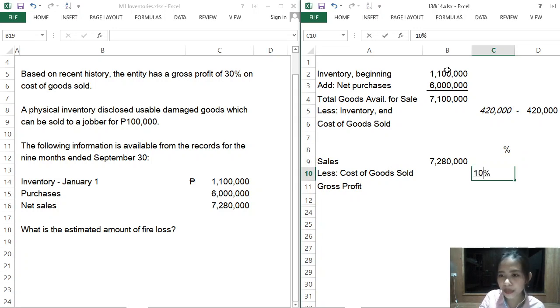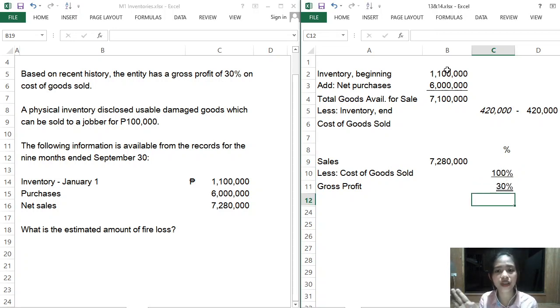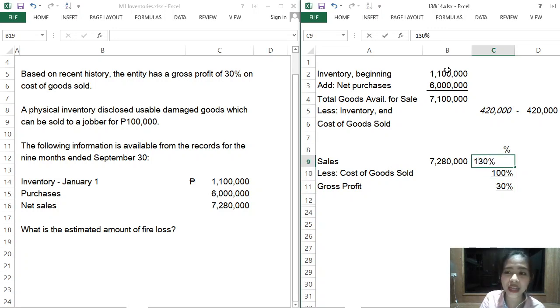So, kung 100% ang cost of goods sold and our gross profit is 30% of that, question, how much is the percent or the rate of your sales? We'll work back lang natin. Question mark minus 100 equals 30. So, magkano si question mark? I think that would be 130. 130 minus 100, that's 30%.